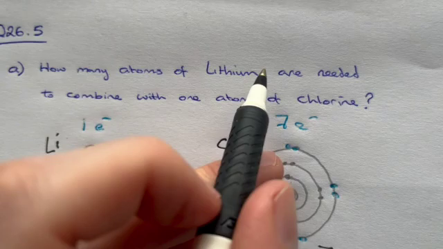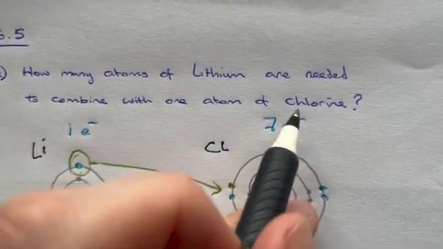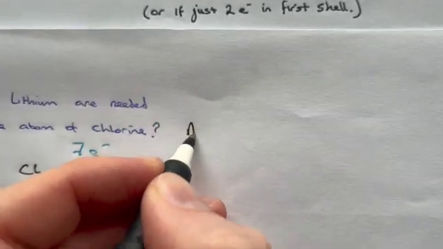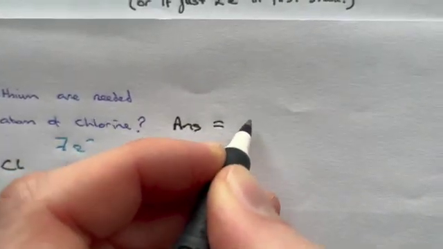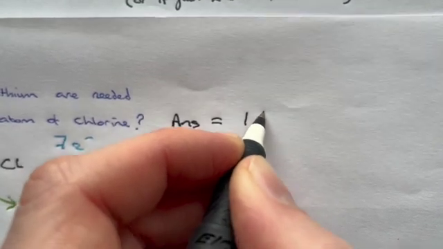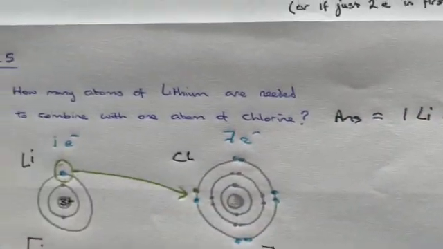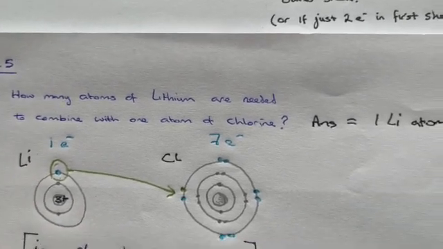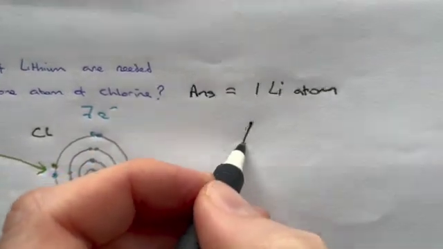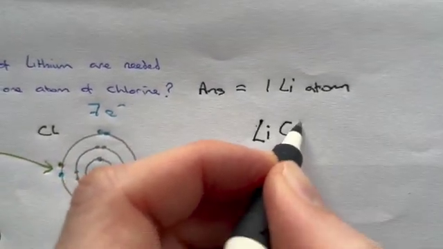So how many atoms of lithium are needed to combine with 1 atom of chlorine? The answer is 1 lithium atom. And we can write that chemically as LiCl.